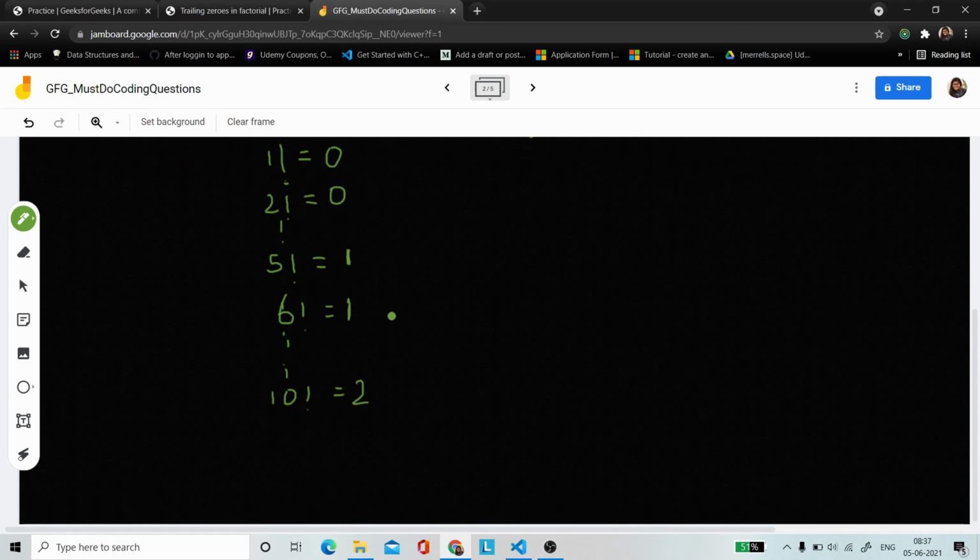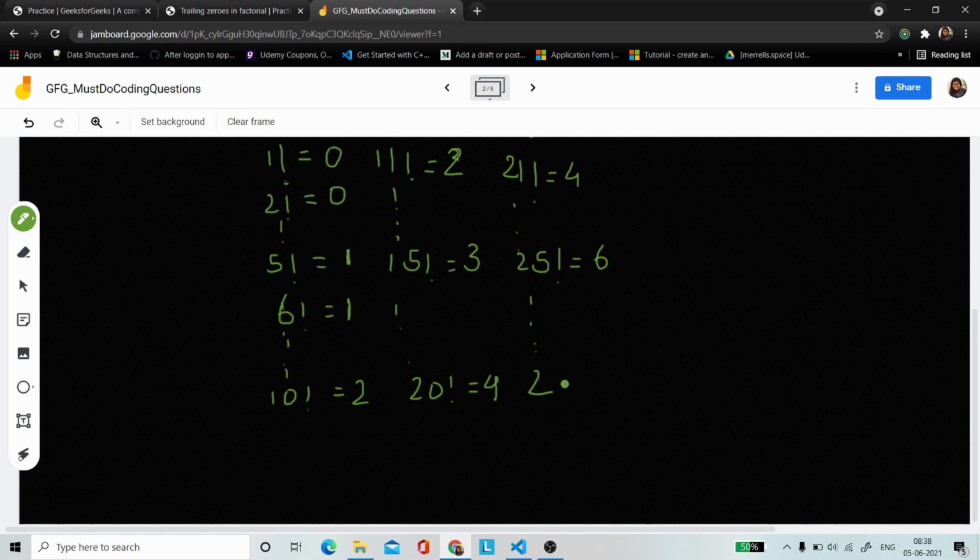Now in the same fashion, if I try to explore some more test cases, 11 factorial also has 2 trailing zeros, up to 14 factorial. Then 15 factorial again has 3 trailing zeros, and 20 has 4. Then 21 has 4, till 25 factorial has 6 trailing zeros, and then 30 factorial has 7 trailing zeros.